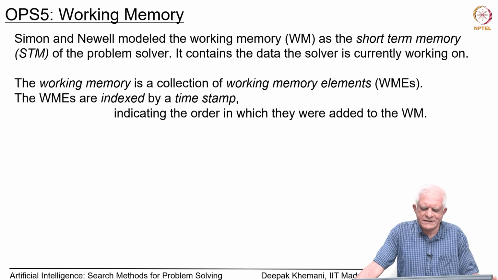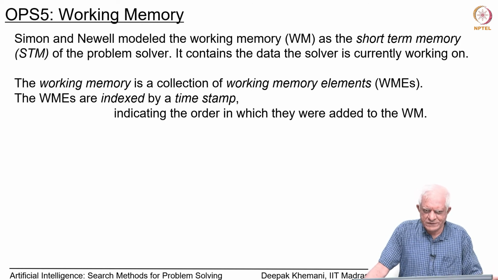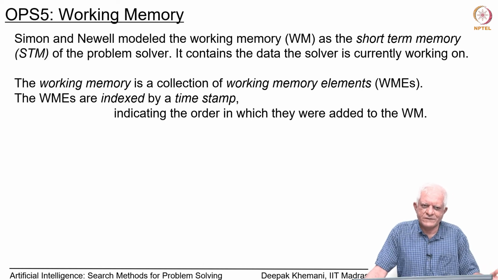And the timestamp is essentially a label which indicates the order in which they were added to the working memory. So, it is not real time in the sense that 17 hours, 15 minutes and so on. It is just the order which matters, which was the first working memory element, which was the second element and so on and so forth.